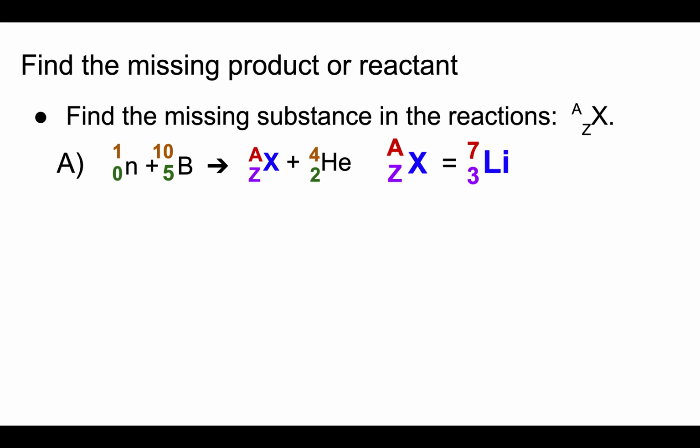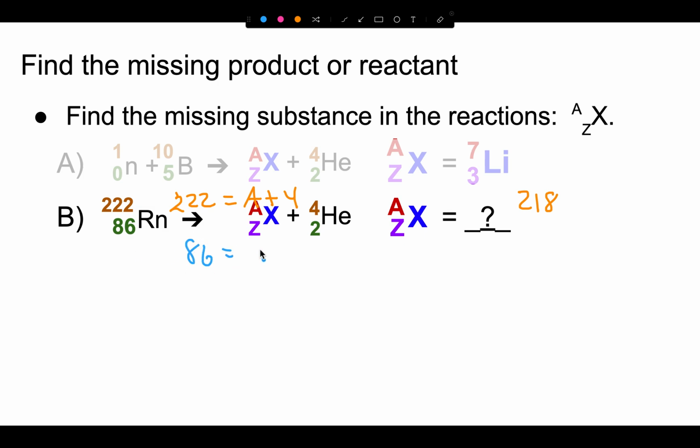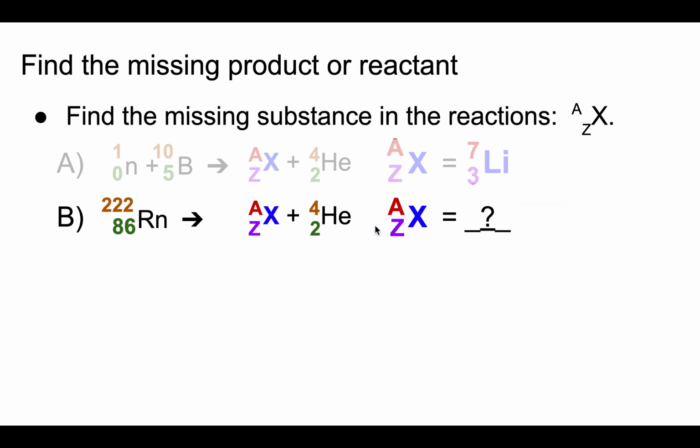Okay, let's do another math equation to show the conservation of mass. Conservation of mass on top, which is, oops, wrong color. Here we go. 222 is equal to A plus 4. So we get 218. And then on the bottom, we have 86 is equal to Z plus 2. So that's 84. You look that up on the periodic table and it says Po. And so that's that answer.